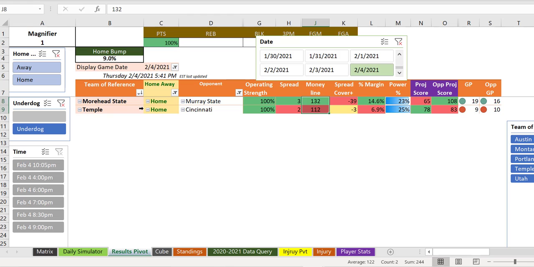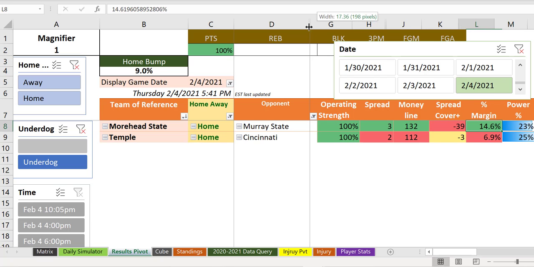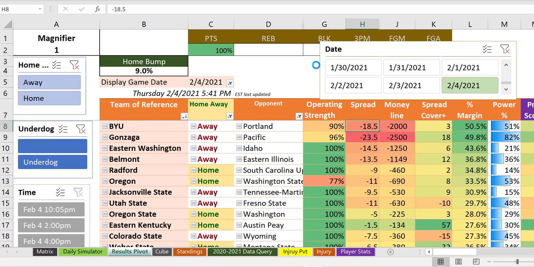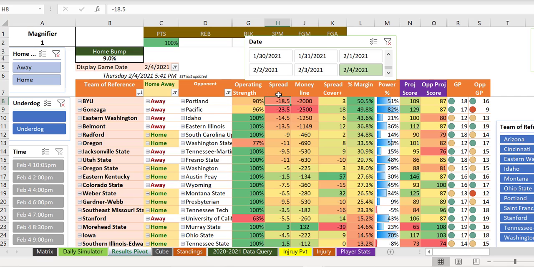These are not great odds. The 132 for Morehead State, though, where they have a margin at 14%, is really actually pretty darn good. That's pick of the day quality. Like Morehead State plus 3 at home, really good pick. Really, really good pick.